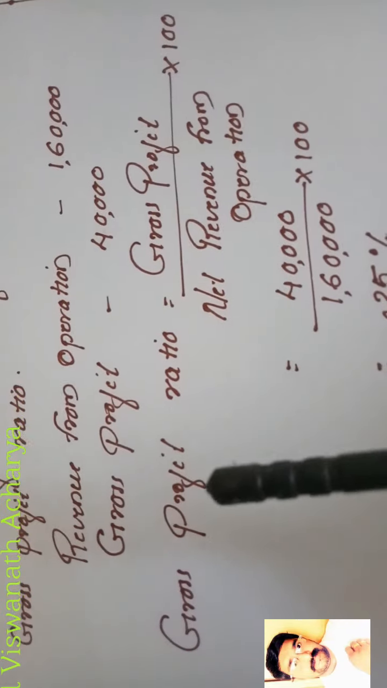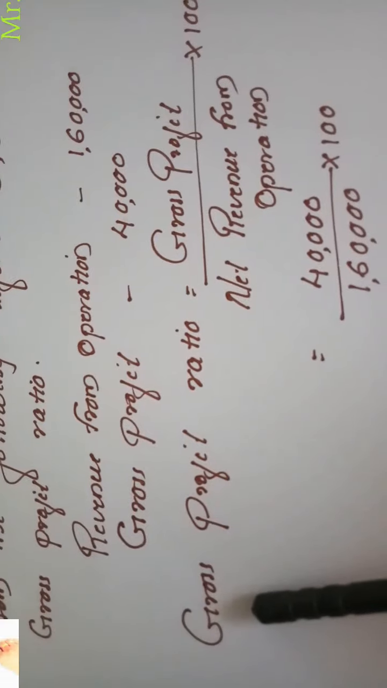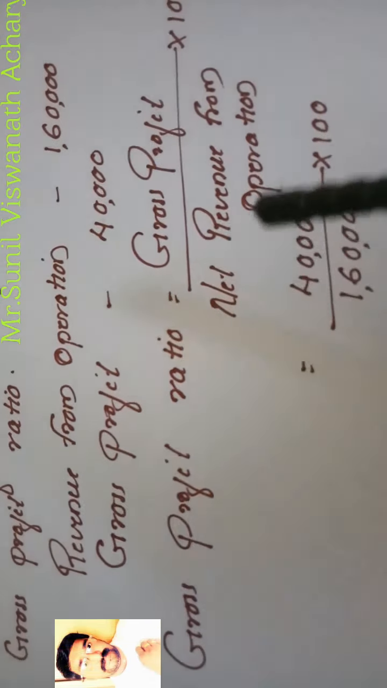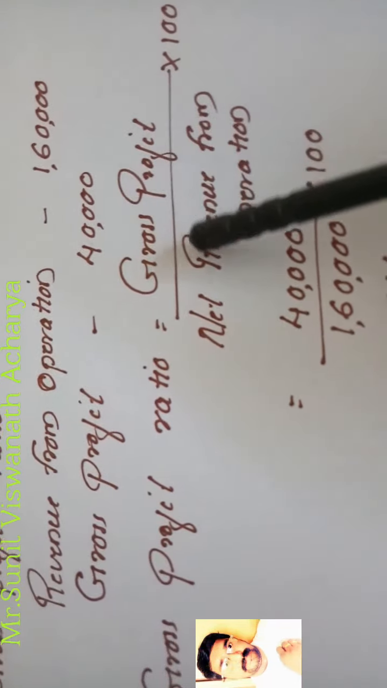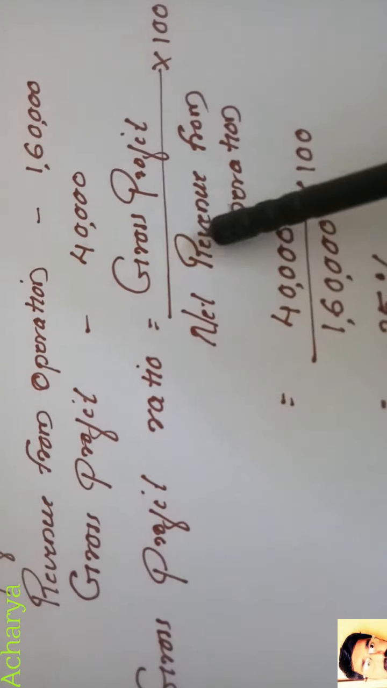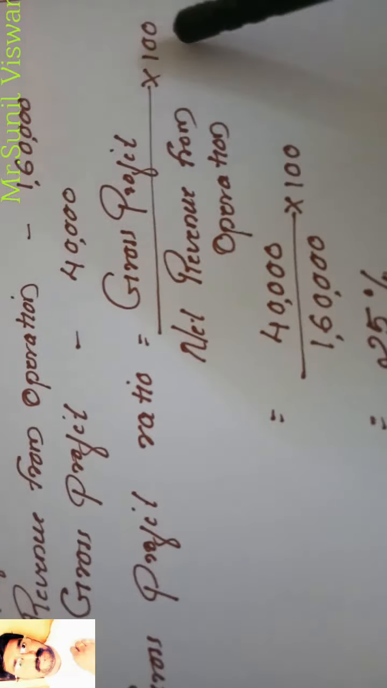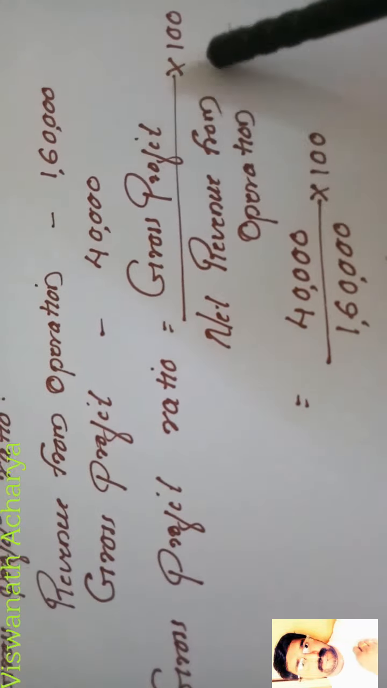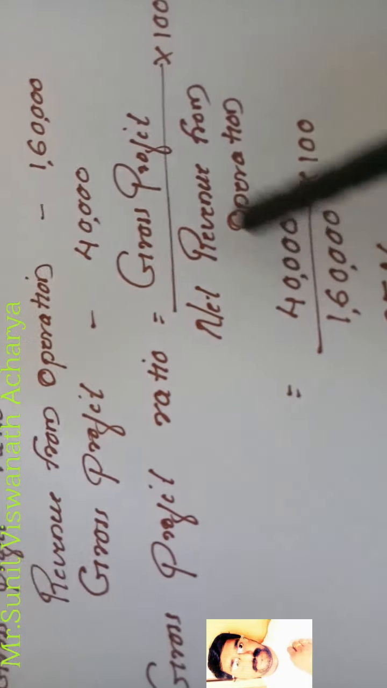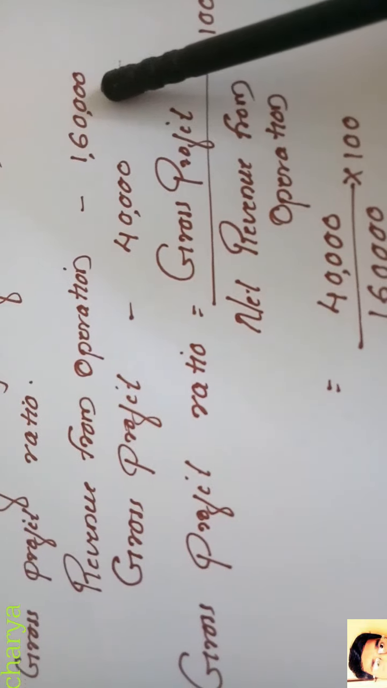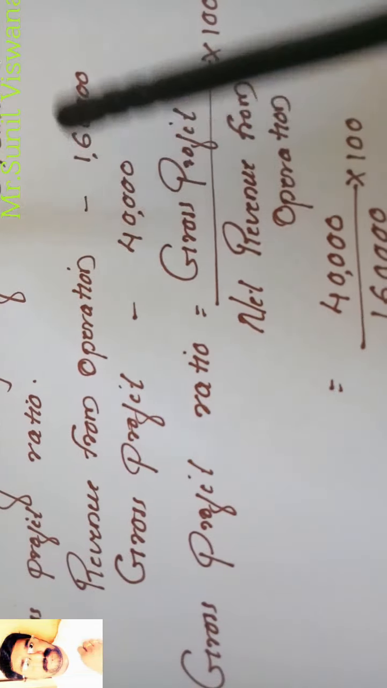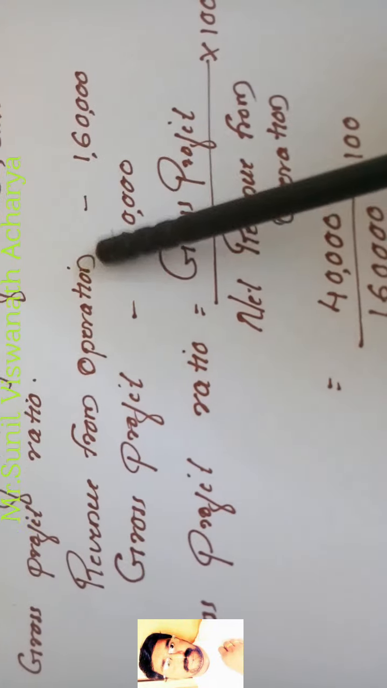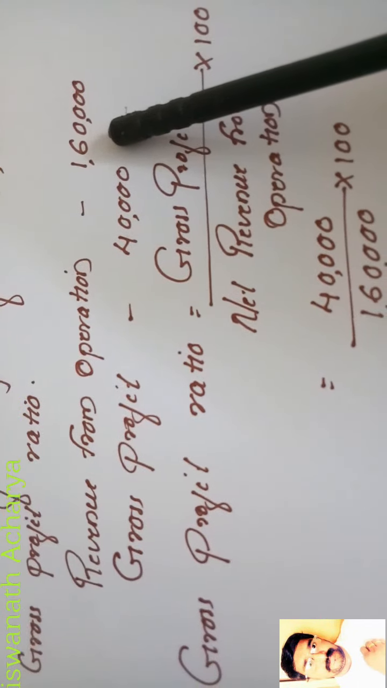First, you have all already studied the equation. Gross profit ratio is equal to gross profit divided by net revenue from operation into 100. We know in the question gross profit is given as 40,000, and revenue from operation is 1,60,000. Sales return is not there, so the given revenue from operation is the net revenue from operation.